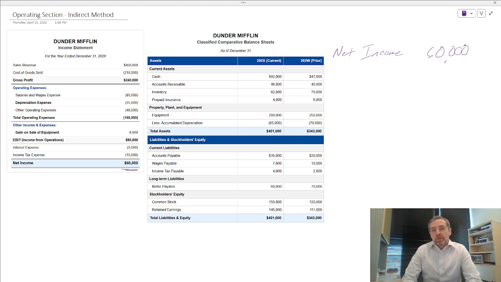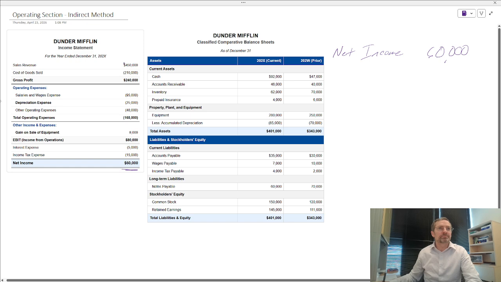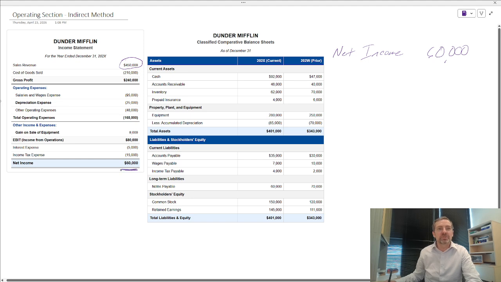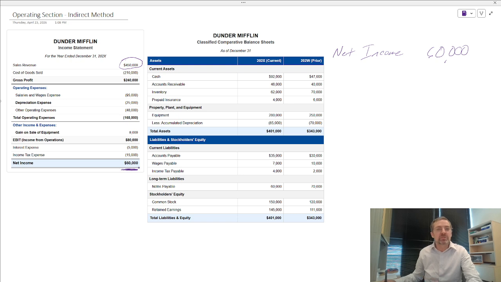However, we can say, is it close to cash? This $450,000 from customers right here, that's the amount of work that we did during this year. Is that close to cash? Did most of our customers pay us? And we'd say, yeah, even though it's not really cash, it's close to it. It's a good starting number. So we're going to start with $60,000 as our net income and say, well, that's close to what we got in cash. We know it's not exact, but it's close. We're going to start there.